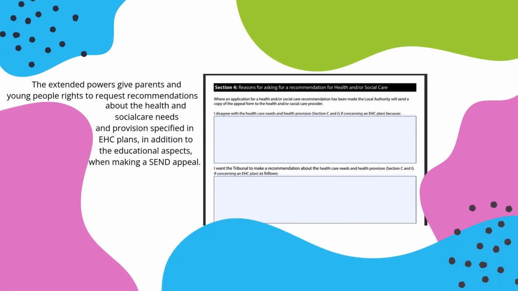If the parent, carer, or young person is unhappy with the health and/or social care sections of the EHCP, the extended powers give parents and young people the right to request recommendations about the health and social care needs and provisions specified in EHC plans, in addition to the educational aspects. When making a SEND appeal, the appeal must include an appeal about an education section, B, F, and/or I for this to be possible.